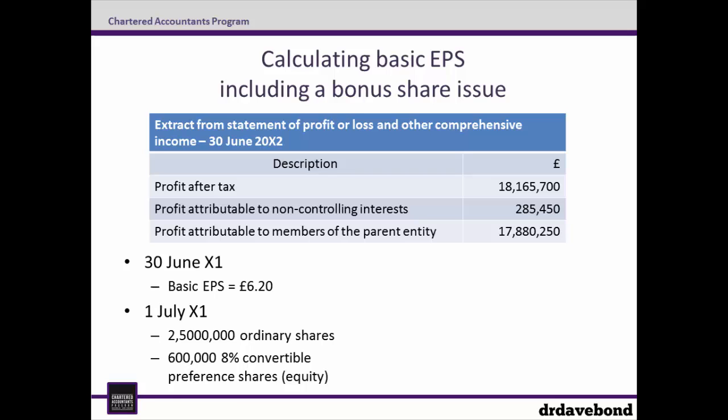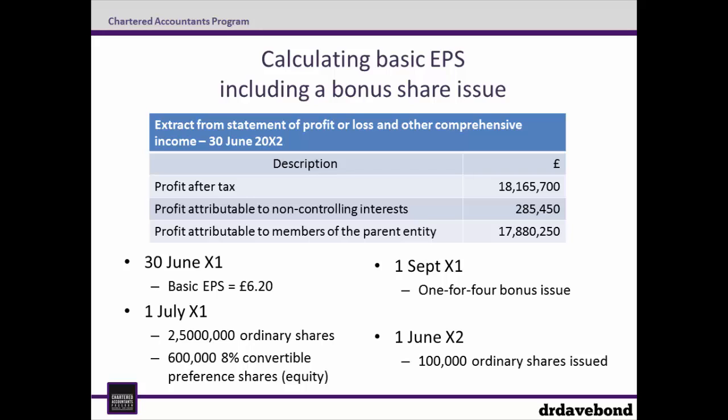At the start of the year, there were 2.5 million ordinary shares outstanding, as well as 600,000 8% convertible preference shares. These were issued at £1 each and classified as equity. On the 1st of September, there was a 1-for-4 bonus issue, which meant that existing shareholders received 1 bonus share for every 4 shares they held. And on the 1st of June 2002, an additional 100,000 ordinary shares were issued.